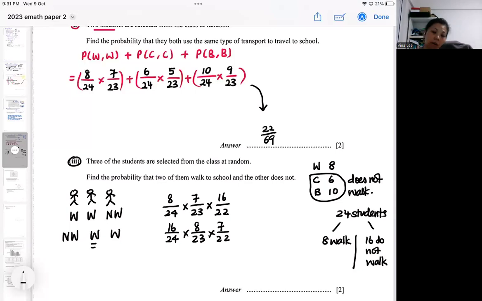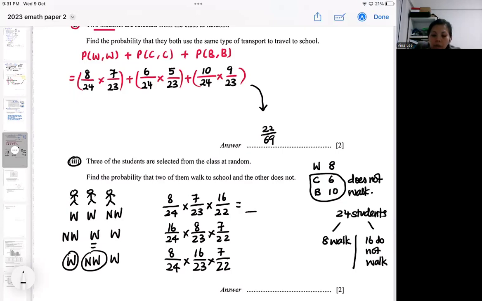So you have to list out the scenarios. Is that all the scenarios? Another possible scenario is that the middle one doesn't walk to school, and the first and the last walk to school. So again, you decide the denominator first. Then how many walk? 8 of them walk. How many don't walk? 16. And the last one is a 7 because you already chose 1 that walks to school. So essentially, there are 3 cases for you to add up to get the final answer.